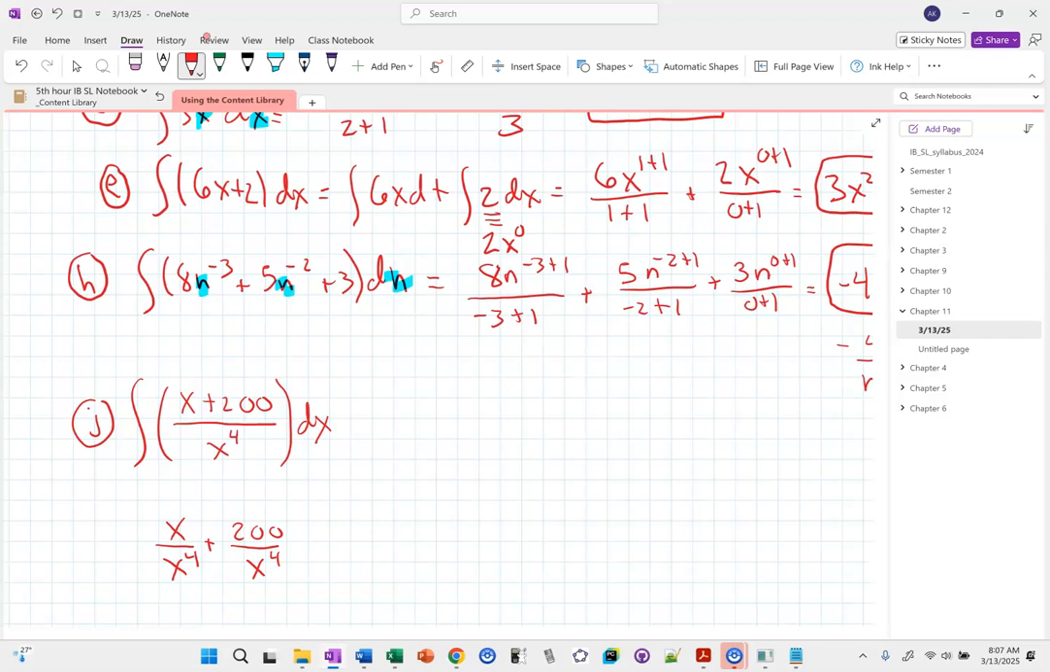Everybody's good there? If I reduce that first fraction, it becomes x to the -3. And the second fraction I can rewrite as 200 times x to the -4. Everybody feel good there? So that's the way I'm going to write this. So now I can do my regular old antiderivative rules.